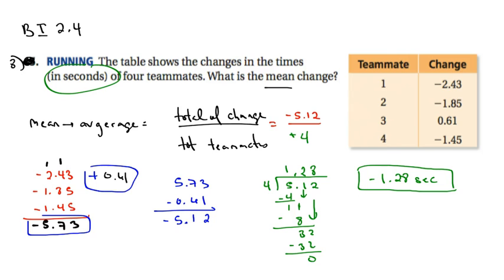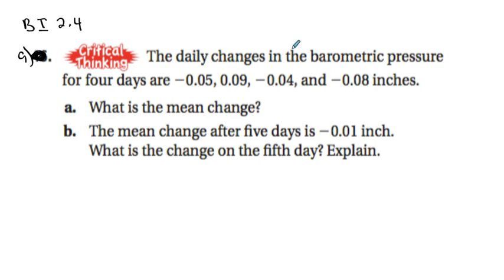Next problem. We have the daily changes here. What is the mean? Okay, so part A is the mean again. So I'm going to add these numbers up. So let's write these down. Negative 0.05, negative 0.09. Oops, just joking, that's positive. So I'm going to write that one separately. 0.09, that's my positive number. Negative 0.04 and negative 0.008. Right? These are the daily changes in barometric pressure in inches.